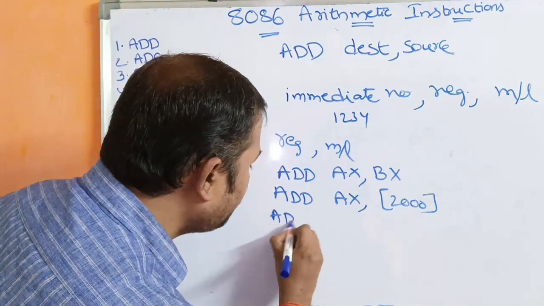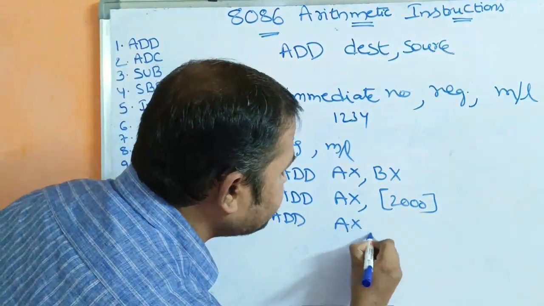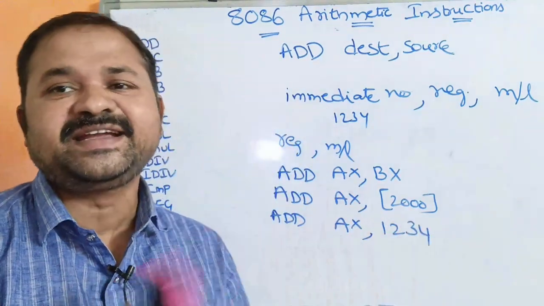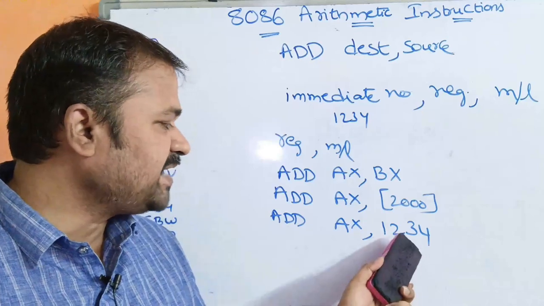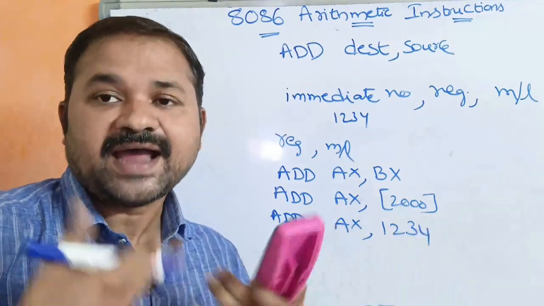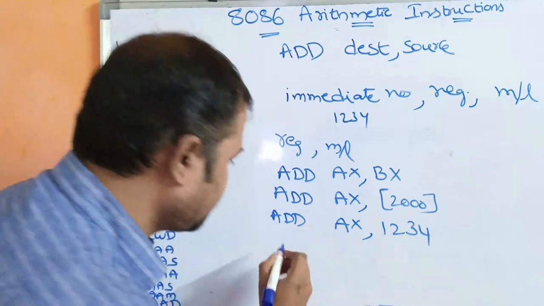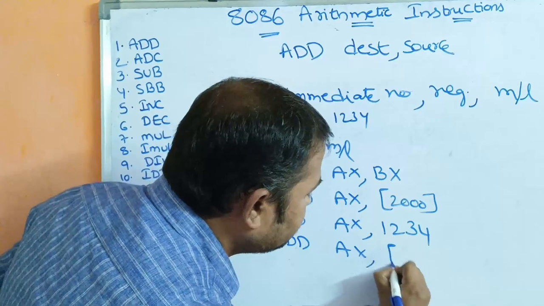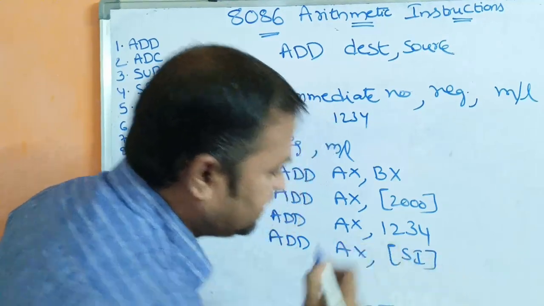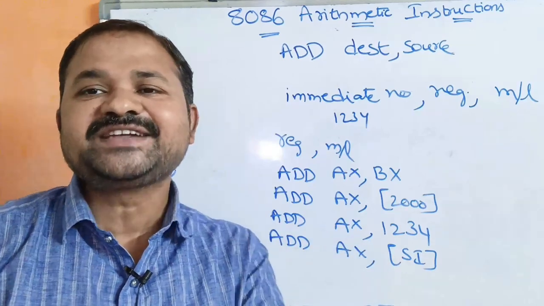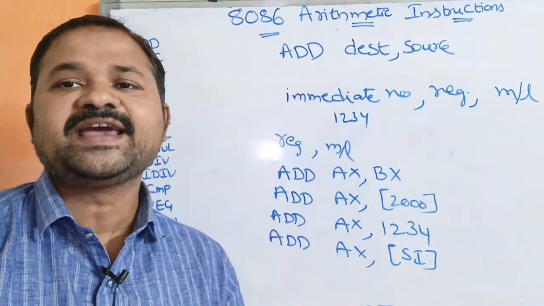Next, let us see one more example. ADD AX comma 1234. Here 1234 is nothing but immediate data. So 1234 will be added to the content of AX and the result will be stored in AX. Next, ADD AX comma [SI]. So SI means a register, the source index register. So the contents of SI will be added to AX.